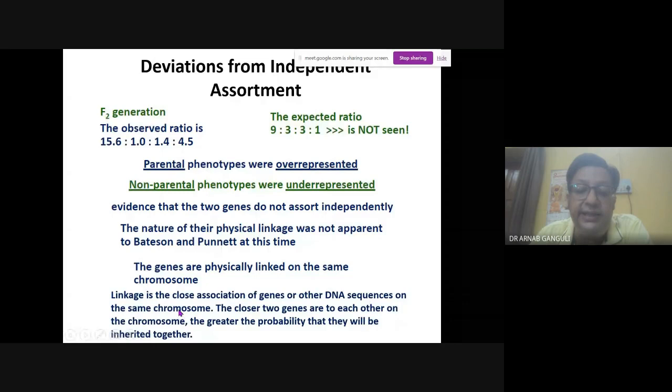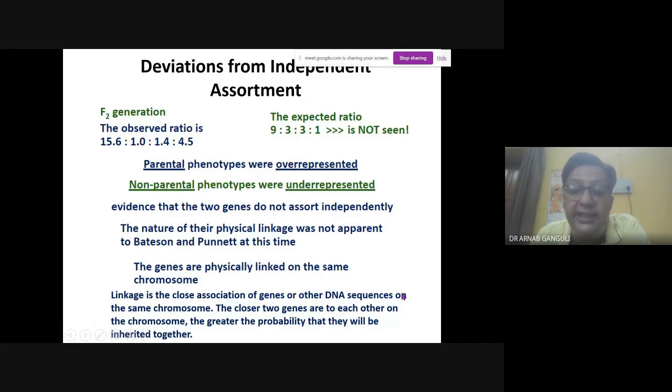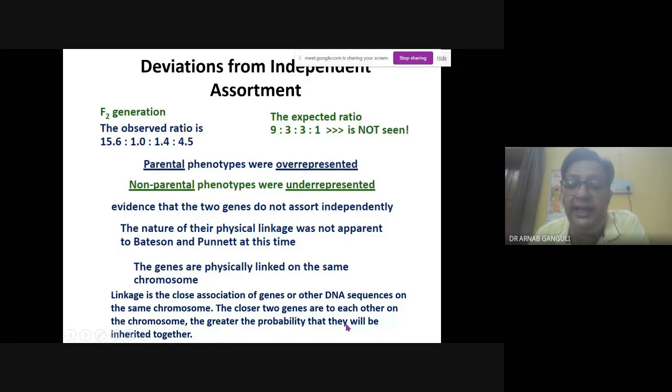So again, linkage is the close association of genes or other DNA sequences on the same chromosome. The closer two genes are to each other on the chromosomes, the greater the probability that they will be inherited together.